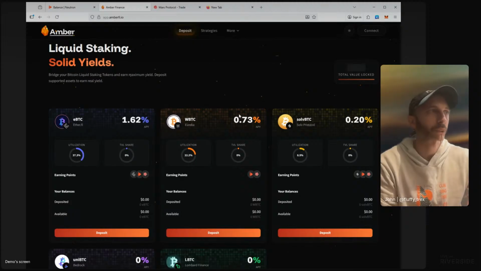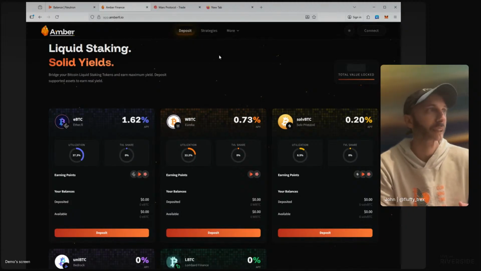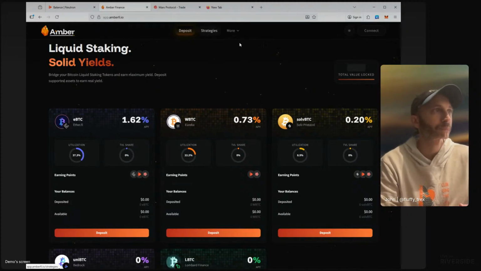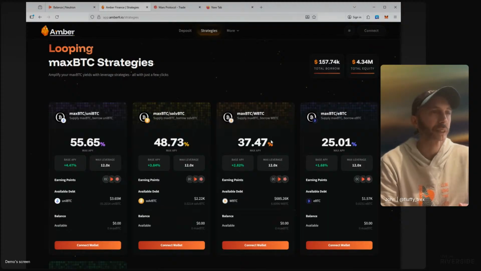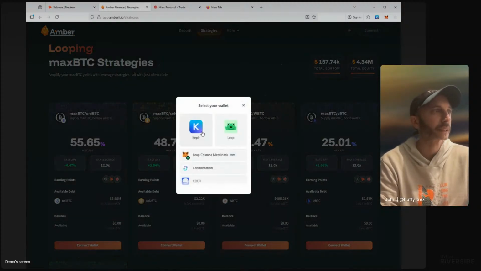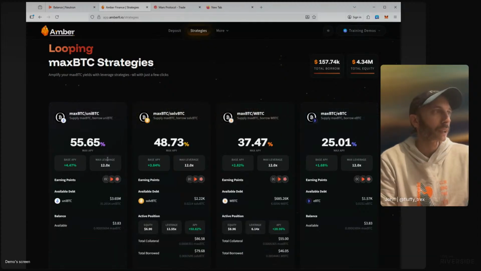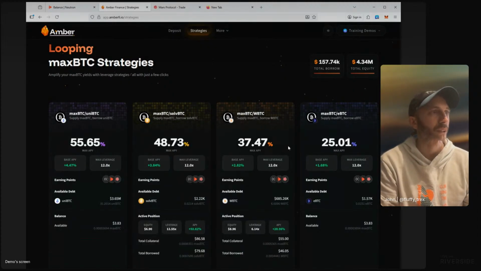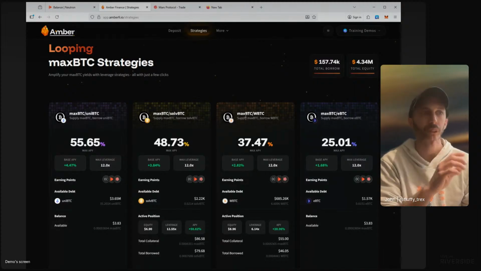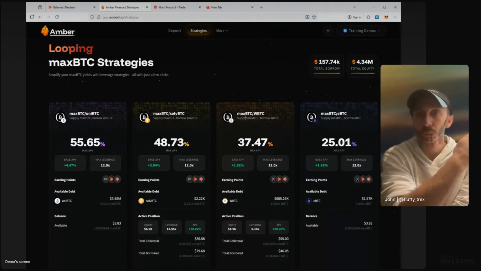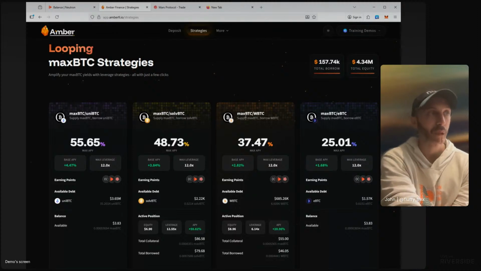This is already 4 times the lending rate on Aave for wrapped Bitcoin. And then if you go to strategies, this is where you would deposit your maxBTC and do your looping. And so you can see the APYs for these markets are from 25 to 55% APY. As people start to do this more and more looping, as they start to buy maxBTC and start looping it, these rates will probably come down.